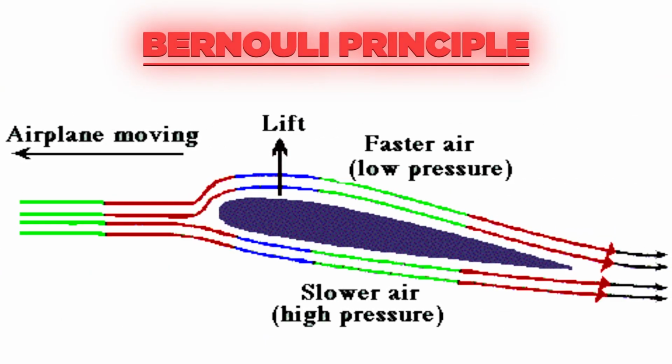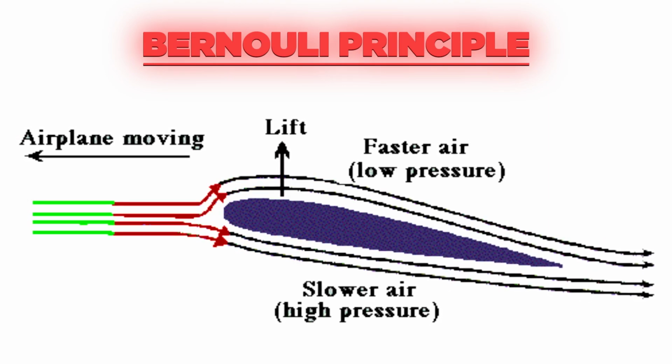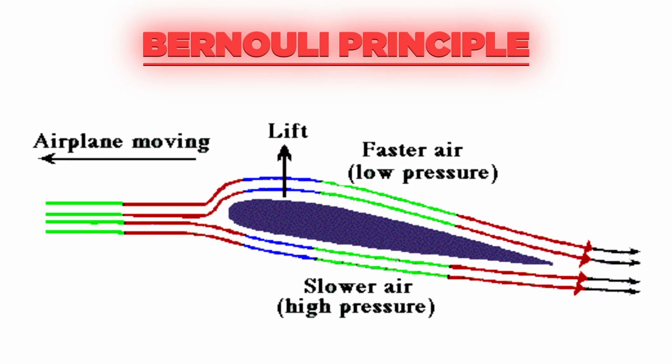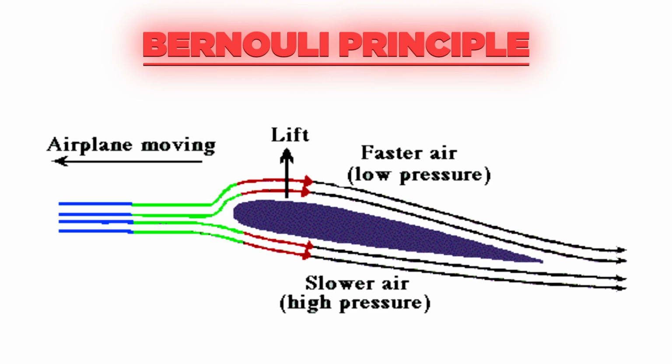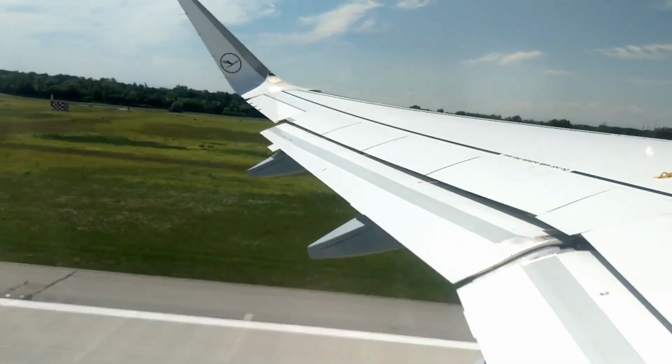And here's where Bernoulli's principle comes in. When air moves faster, it creates lower pressure. So the faster air above the wing means lower pressure, while the slower air underneath creates higher pressure. That difference in pressure pushes the wing upward, and that's called lift.